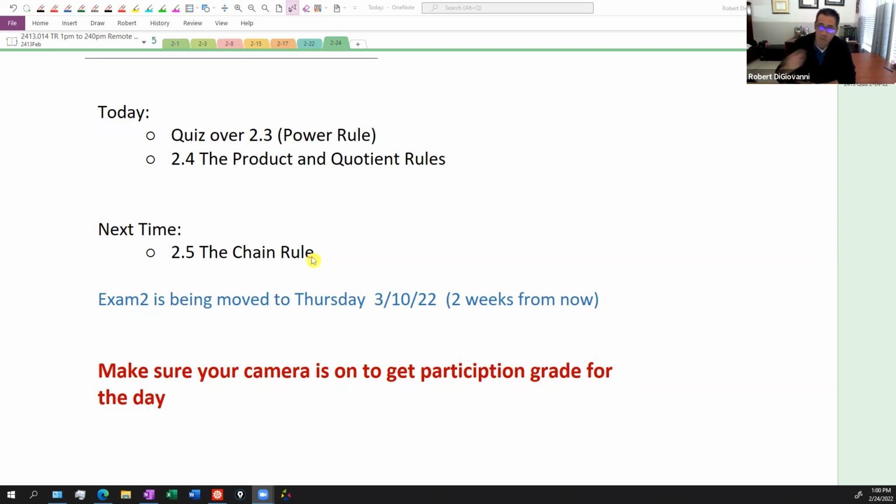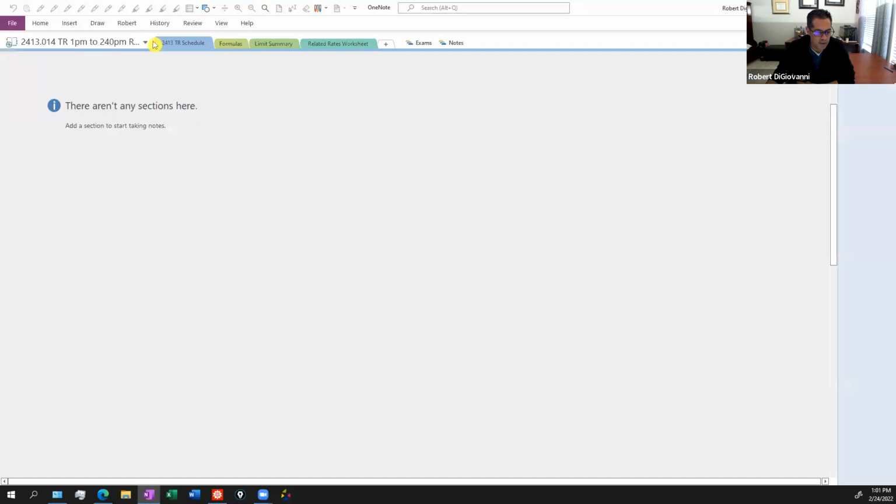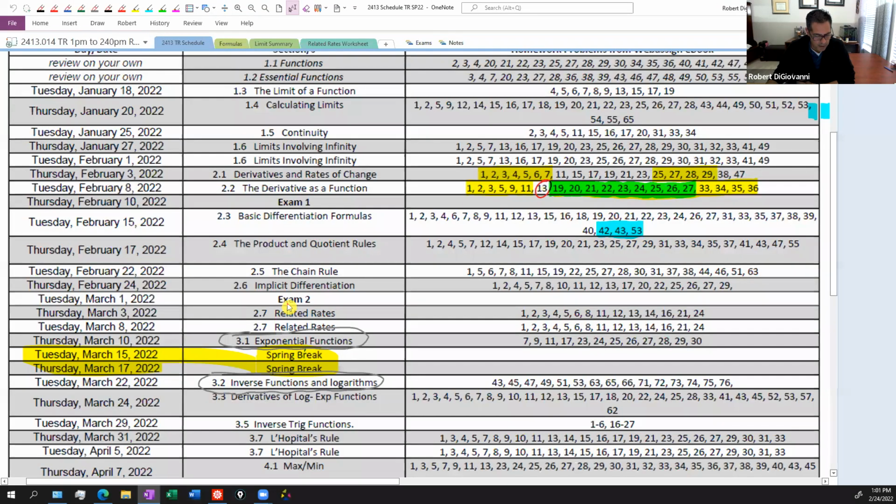On our calendar, we're supposed to have a test on Tuesday, March 1st, but we're going to move that. We don't have enough material right now to have a test. So we're going to move it to the Thursday before spring break. Let me double check. Yeah, spring break starts on the week of the 15th, so we're going to move it to the 10th.